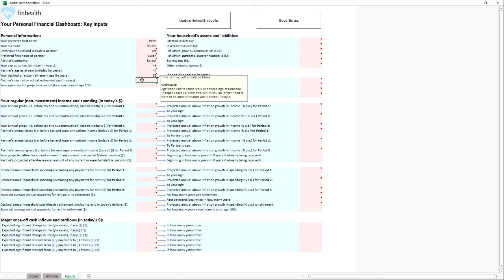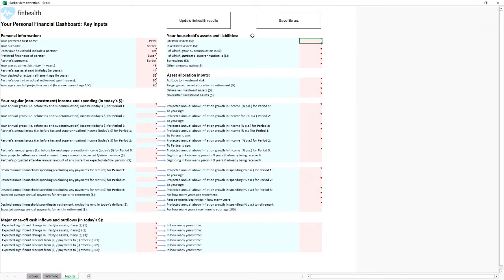Partner's desired retirement age for Susan, she's hoping to retire at age 60. The final field in the personal information section is effectively asking, to what age do you want to project the cash flows for purposes of constructing the personal financial dashboard? The maximum age is 100, but Pete chooses 90. Next, we move on to the Your Household Assets and Liabilities section of the input screen.